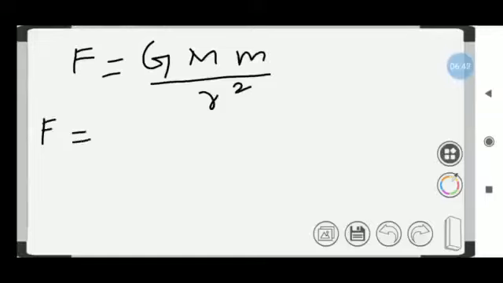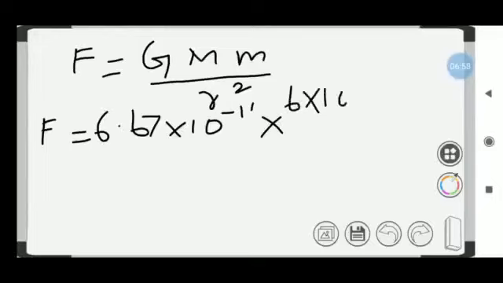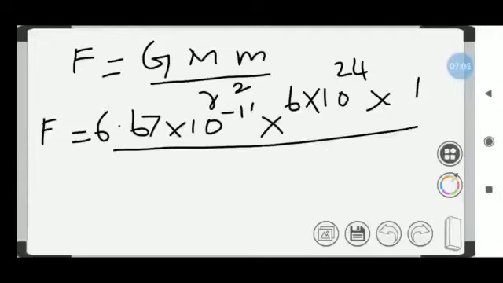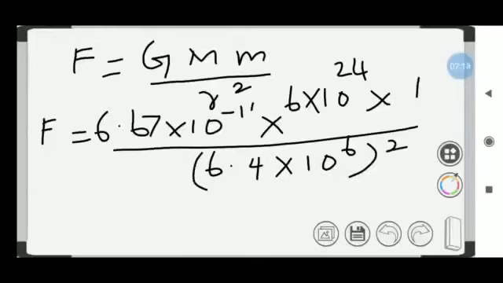So F equal to G value already we know, 6.67 into 10 to the power minus 11, into mass of the earth what they given, 6 into 10 to the power 24, and mass of that object 1 kg, divided by R square. So R square is 6.4 into 10 to the power 6 whole square. Can you understand? Okay, now the thing is, first you have to simplify this bracket term.